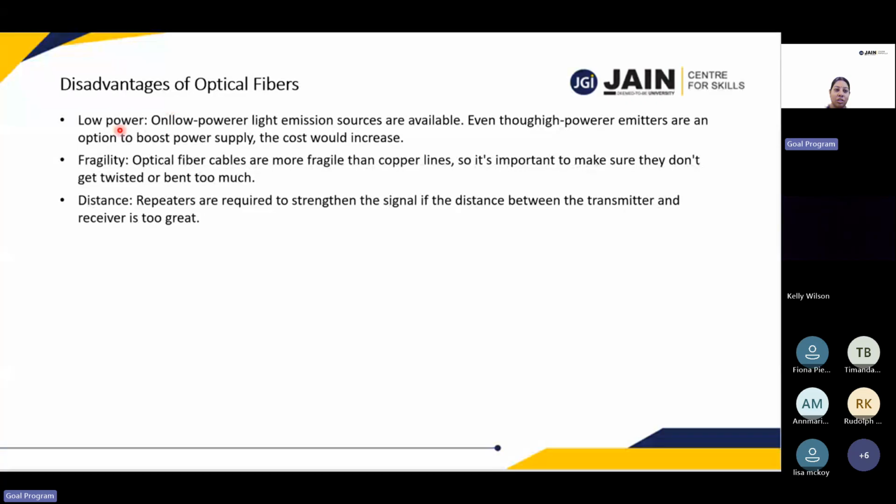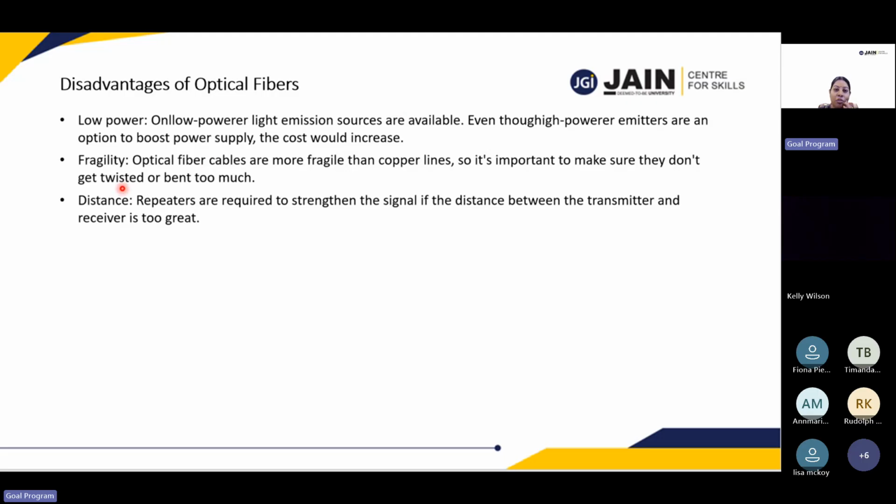Disadvantages. Low power. Only low power light emission sources are available. Even though high power emitters are an option to boost the power supply, the cost would increase over here. So to boost the power supply to these cables, the cost would increase.